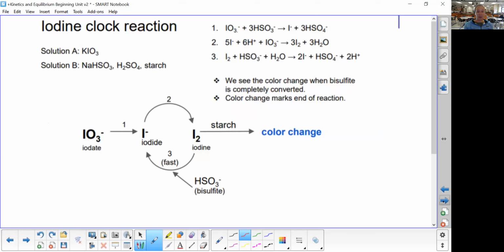We did the iodine clock reaction, and this just shows you the proposed mechanism, which you can see has some intermediates and a catalyst and all that good stuff.